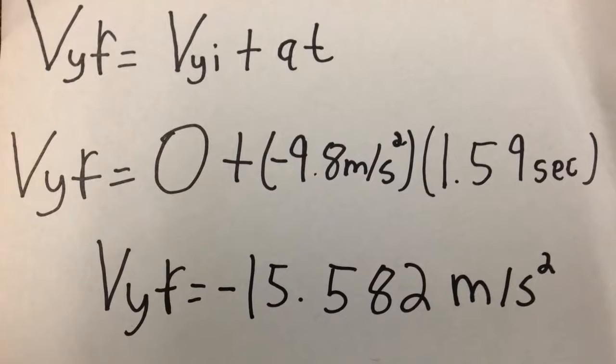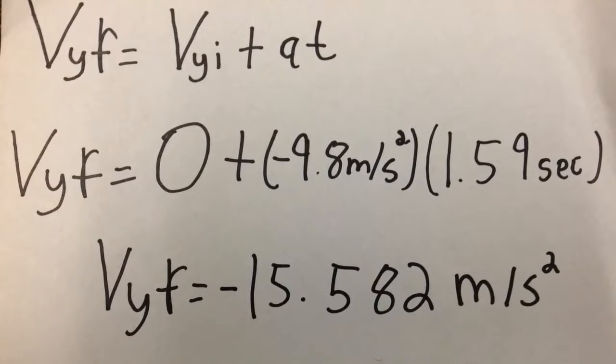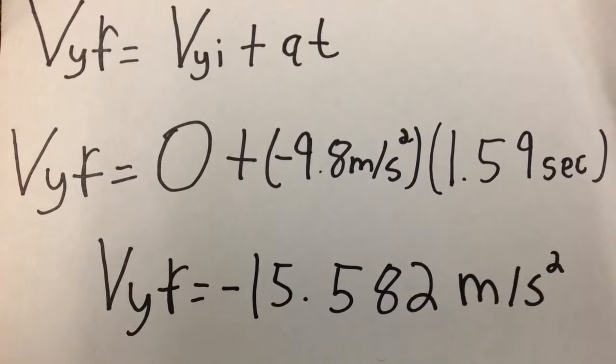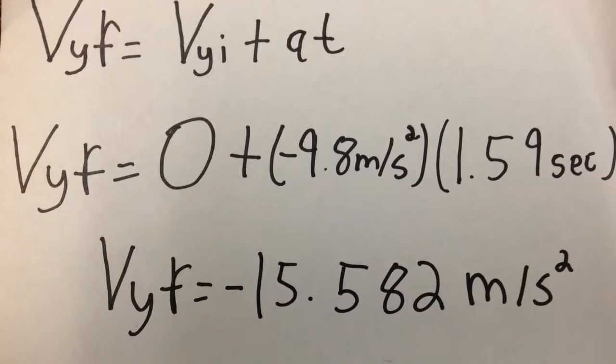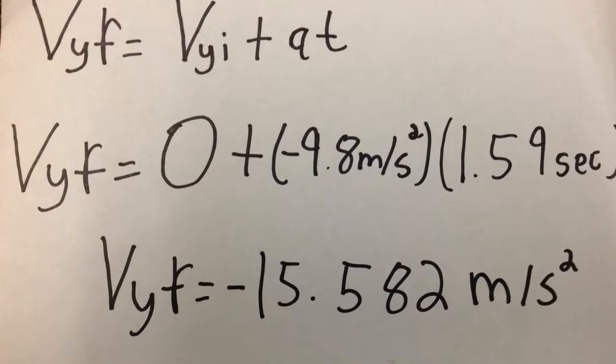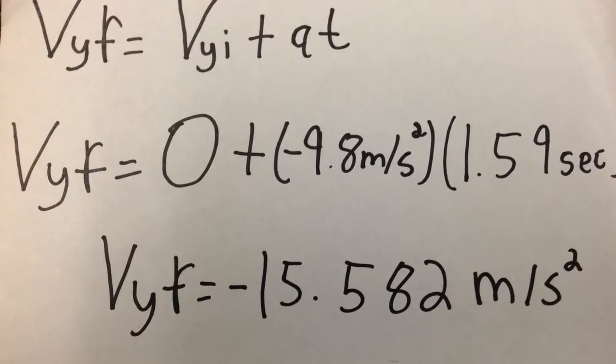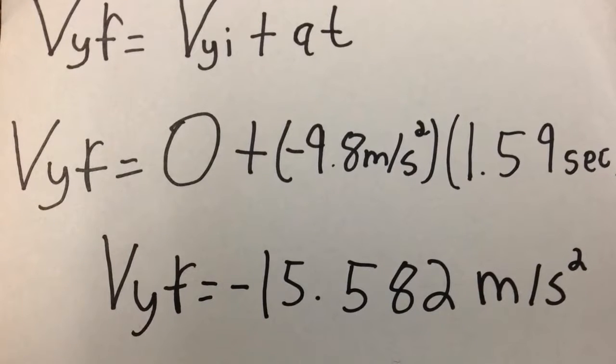To find your final velocity, you have to take your initial velocity and add it to the product of your acceleration, which is negative 9.8 meters per second squared, and multiply it by the time, which is 1.59 seconds. So you take that, and your final velocity ends up being negative 15.582 meters per second squared.